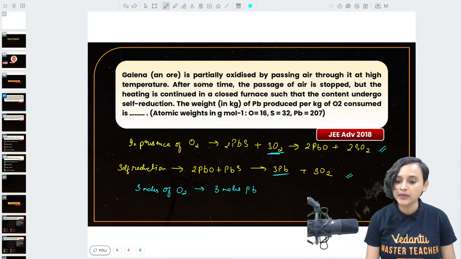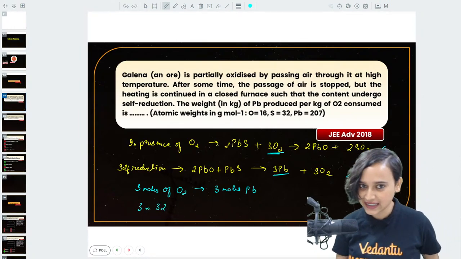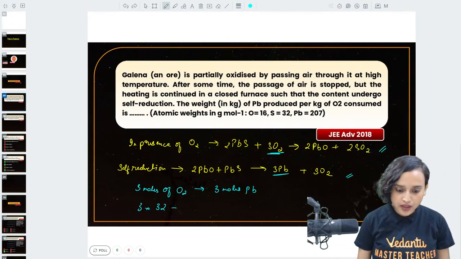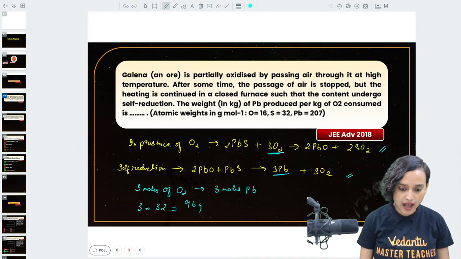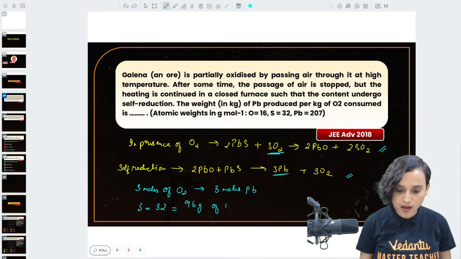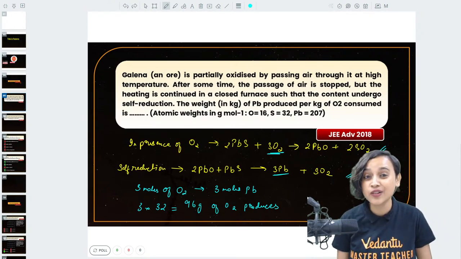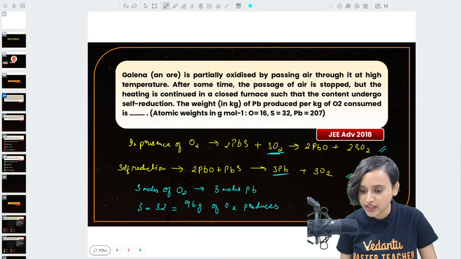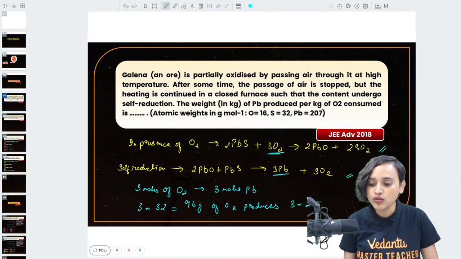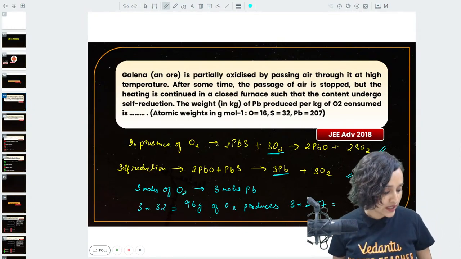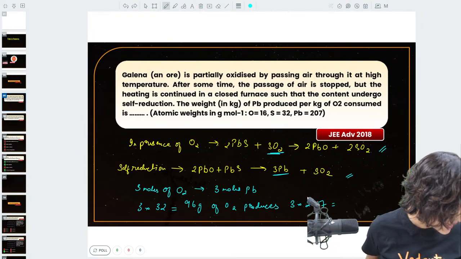So now O2: 3 into 32, that's the atomic weight of oxygen. 32 into 3 is equal to 96 gram, right? So 96 gram of O2 will produce how much, everybody? It will produce 3 moles of Pb. What is the atomic mass of Pb? 207. Do remember this. 3 into 207 is equal to, do the calculation, everyone, and tell me the answer, guys.